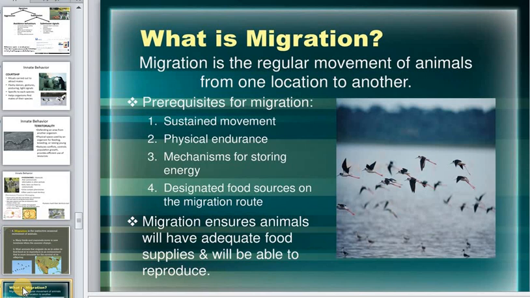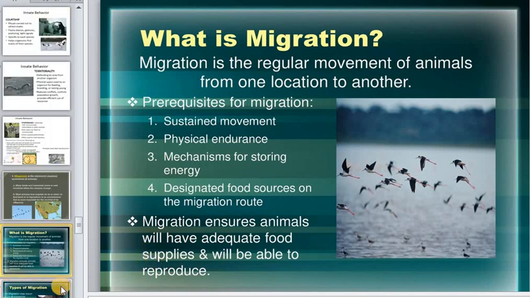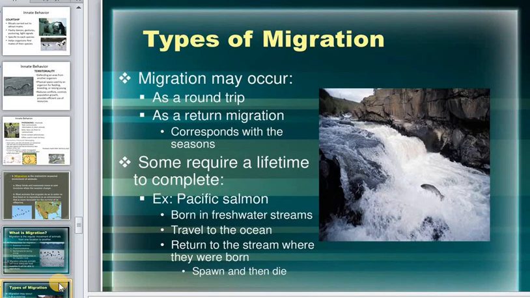What is migration? Migration is the regular movement from one season to another. It requires sustained movement, physical endurance, and a mechanism for storing energy. Migration ensures that animals which have to find food will be able to reproduce. Migration may occur as a round trip, as a return migration, and some take a lifetime to complete, like salmon migration, just to have breeding for new fish.